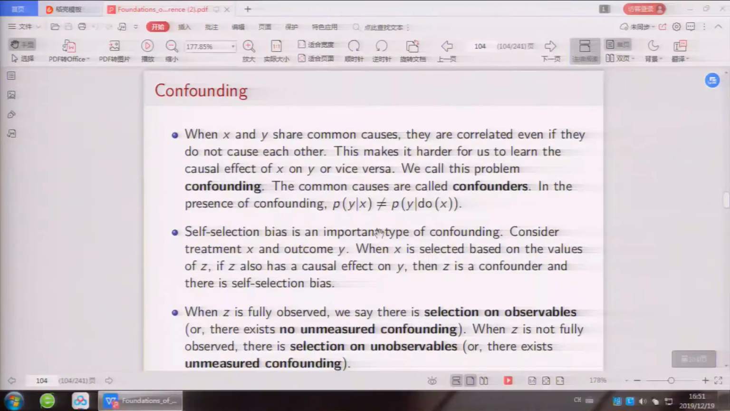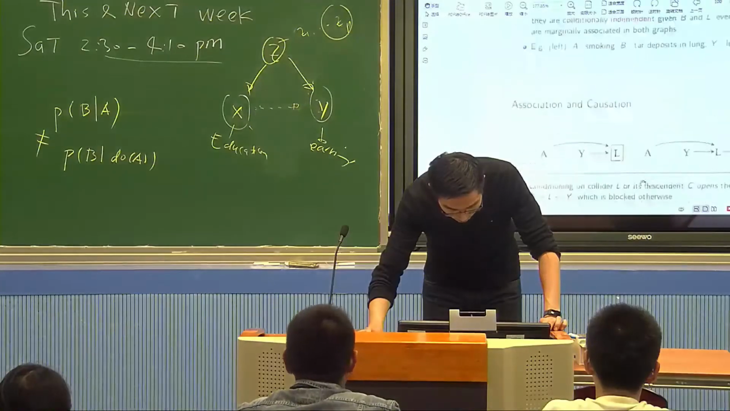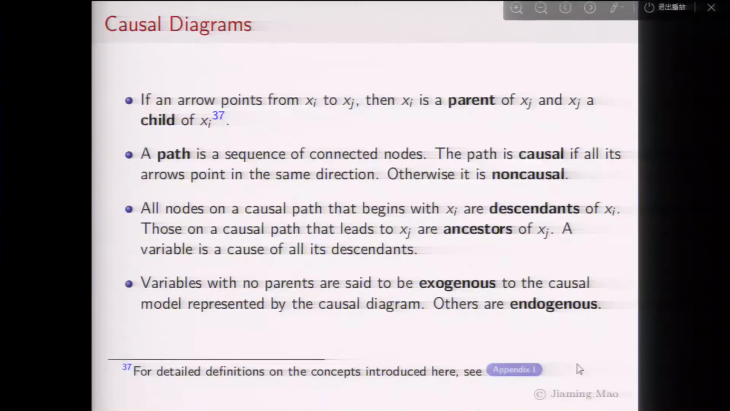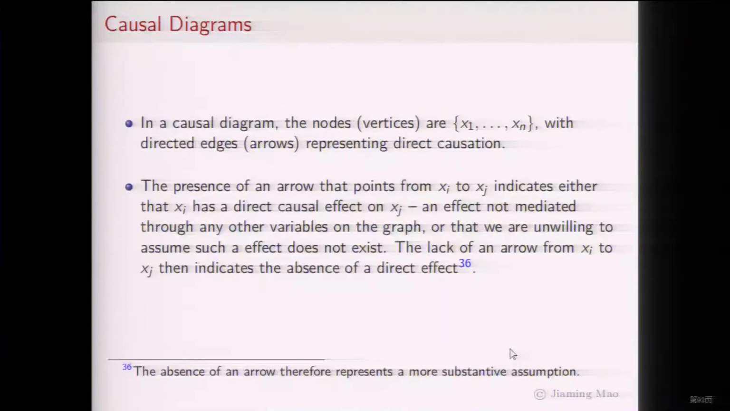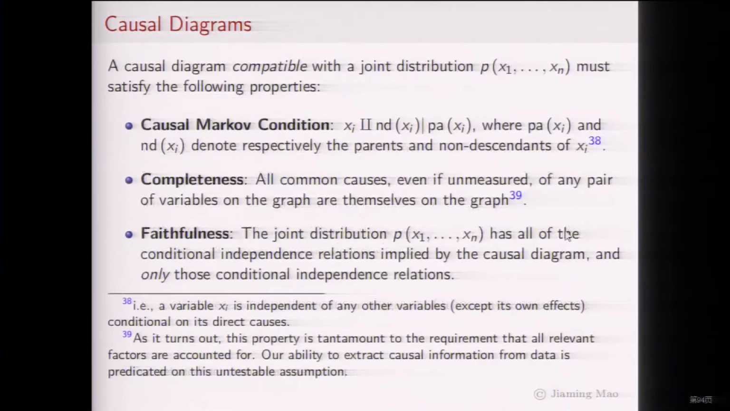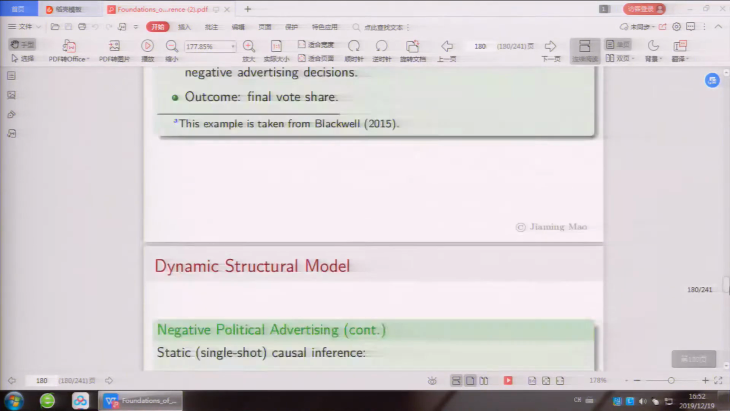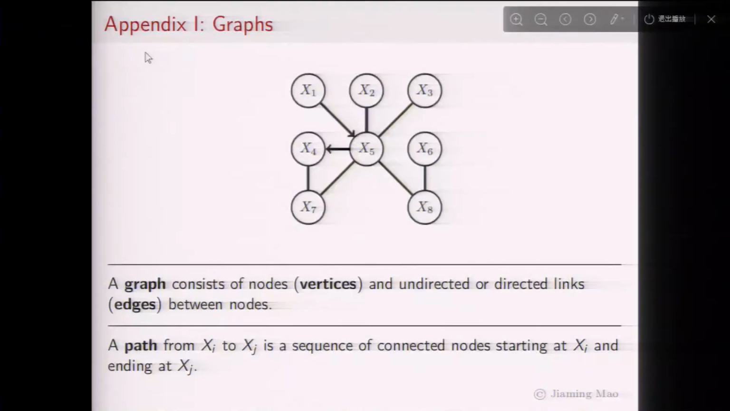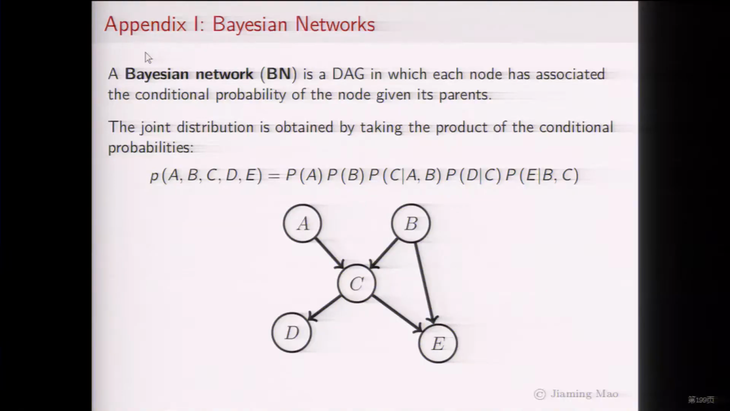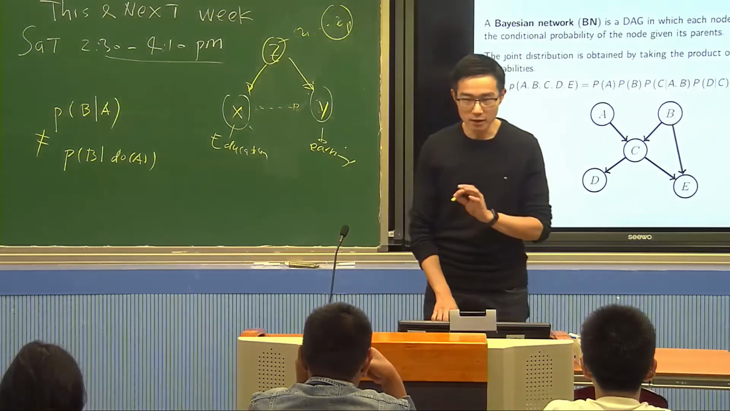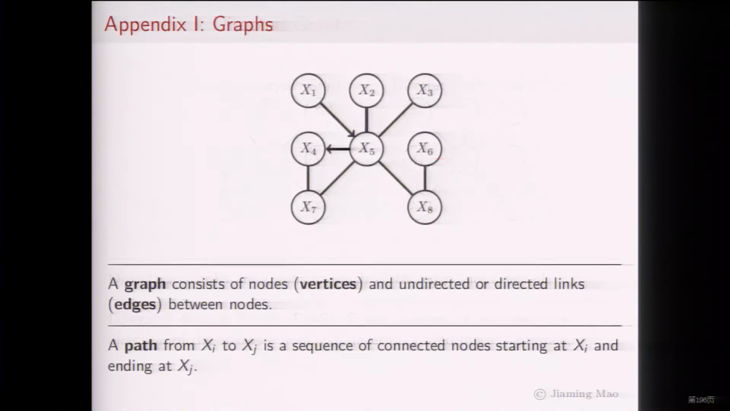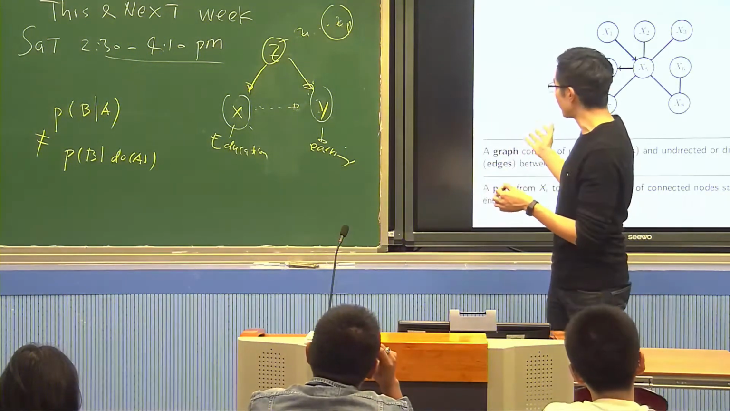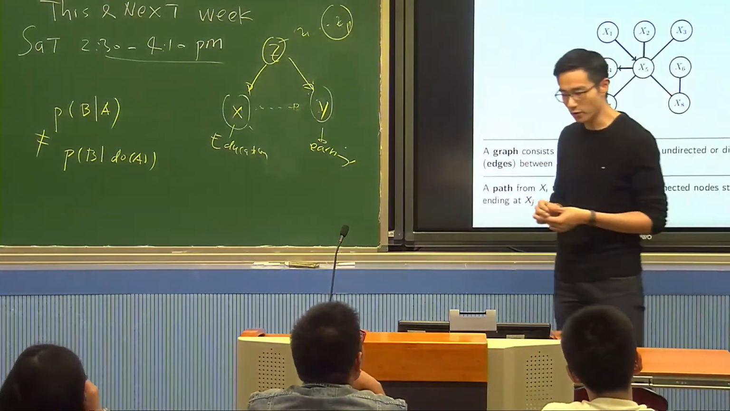Now before continuing, I would like to go back slightly and say a little bit about notation. The type of graph we're talking about, we call it a causal diagram. Because this is in the appendix, I'm not going to go over all of it. It's very interesting. You should go over it if you're interested.